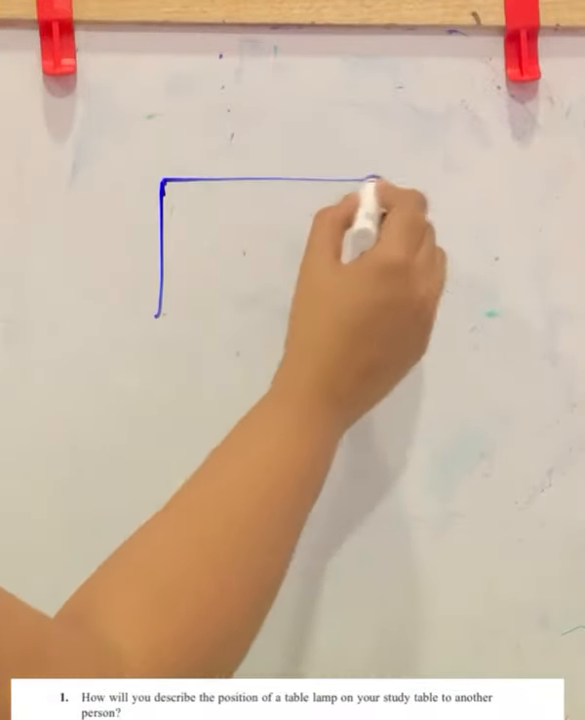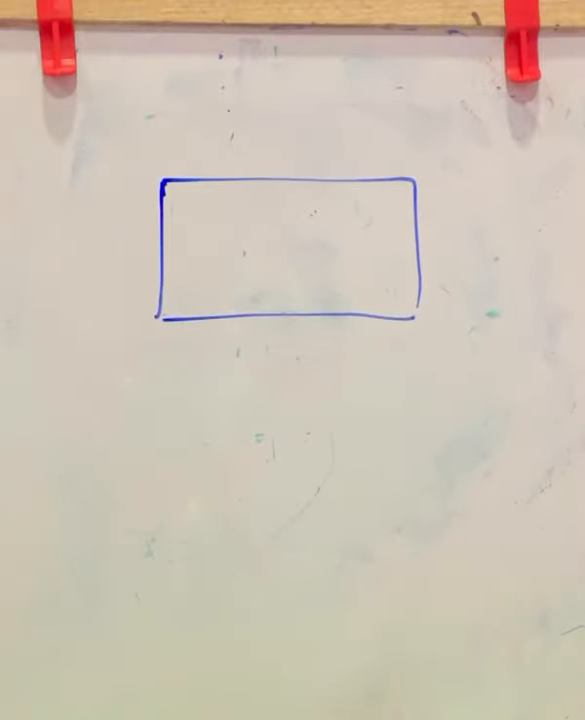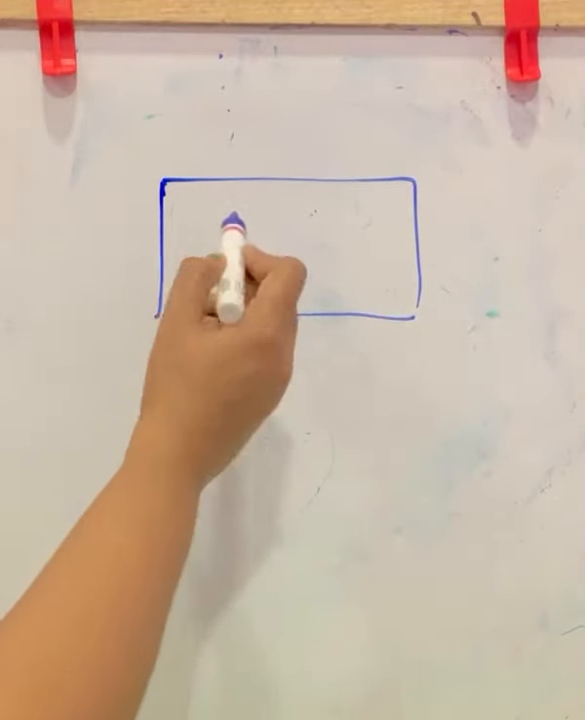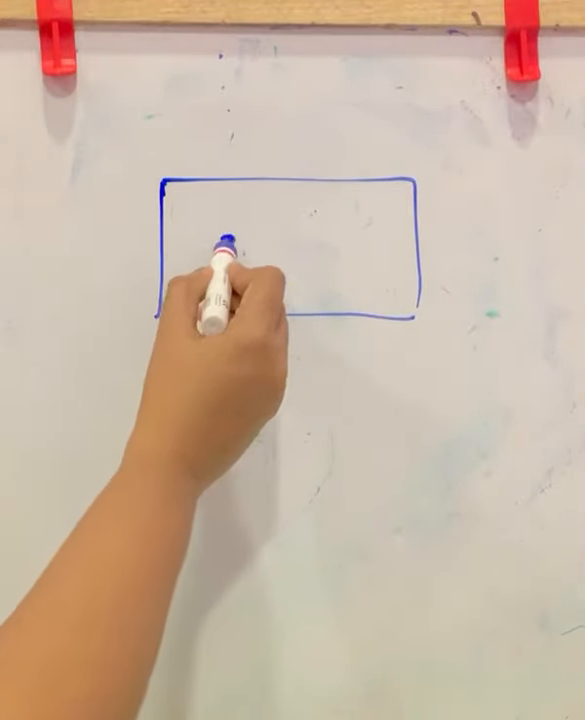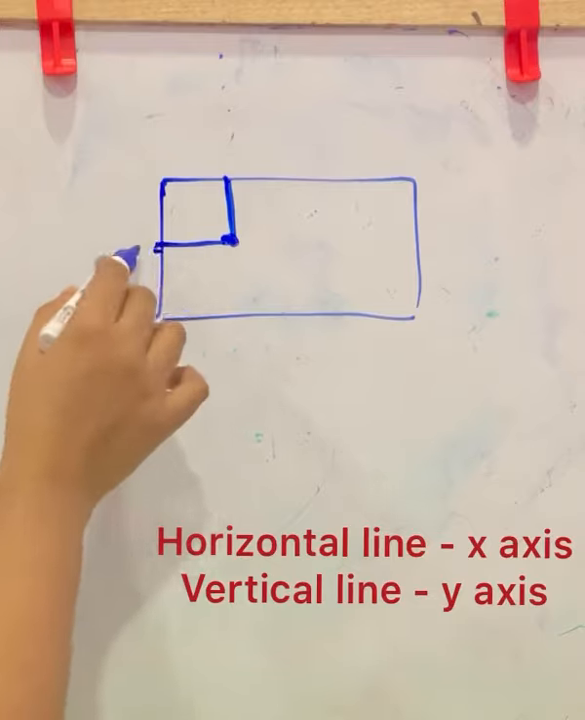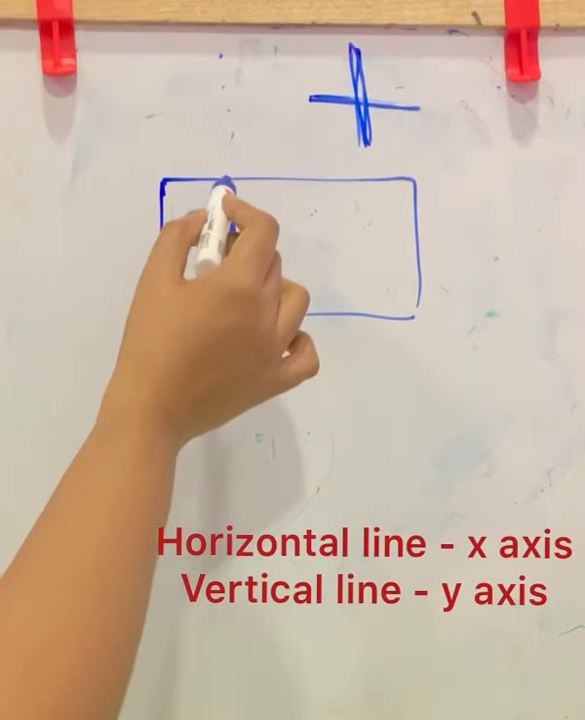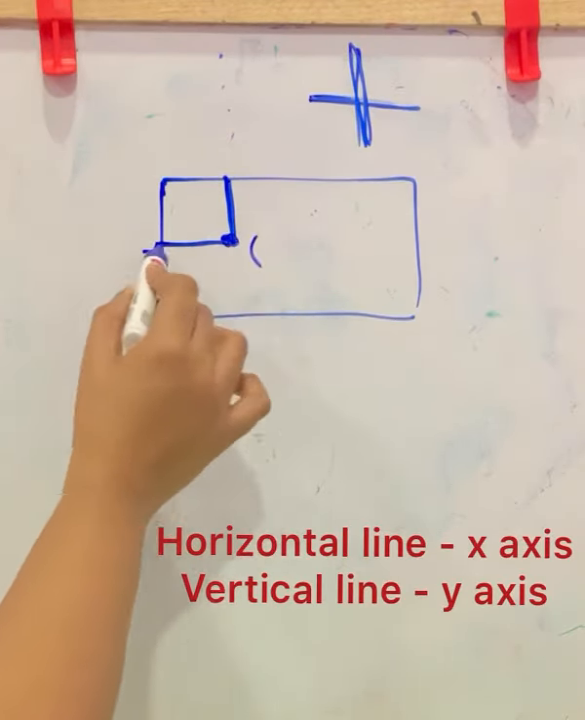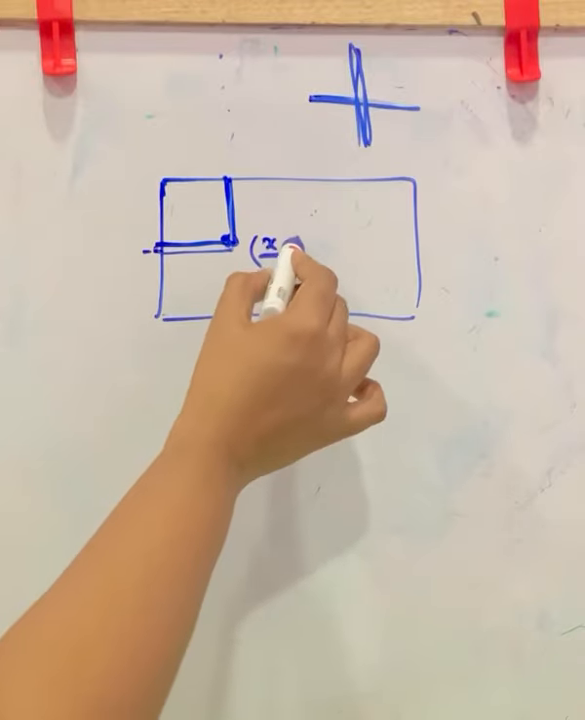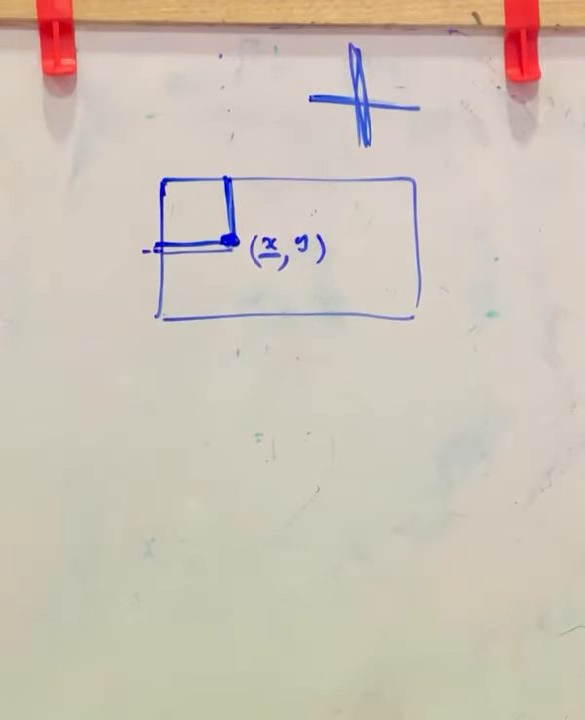Now coming to exercise 3.1. How will you describe the position of a table lamp on your study table to another person? Consider this as the tabletop, the surface of the table. Now if your table lamp is placed here, you draw a horizontal line from here and a perpendicular line from here. Let this be the x-axis. That is, the horizontal line is always the x-axis. So this is y and this is x. Measure this length and you will get a value for x, and measure this length and you will get a value for y. That will be the location of the table lamp.